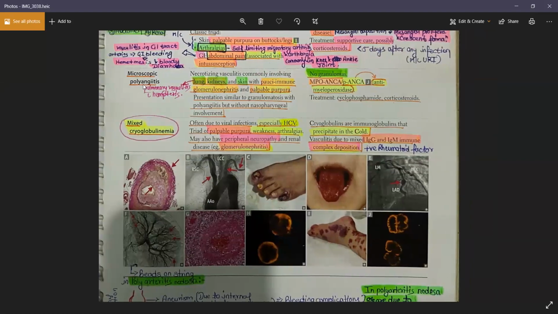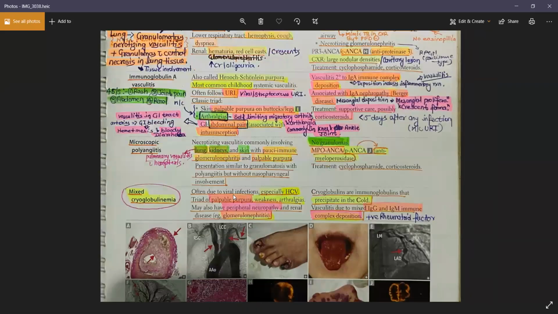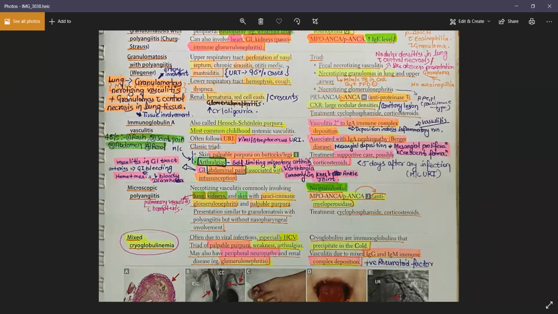Then comes the microscopic polyangiitis, which has involvement of the lungs and the kidneys only. It is similar to granulomatosis with polyangiitis, but that one has involvement of the upper respiratory tract. In microscopic polyangiitis you have similar symptoms, but no upper respiratory tract, no sinus involvement, no pharyngitis.